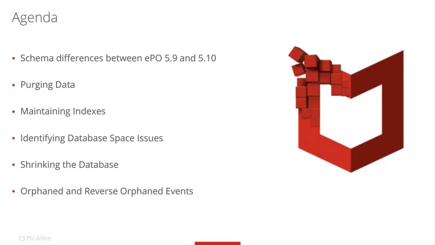We will talk about shrinking the database, and we will cover an issue that might be new to you called orphaned or reverse orphaned events that directly relates to the schema differences between 5.9 and 5.10. Those orphaned and reverse orphaned events issues will only occur in an ePO 5.10 database.